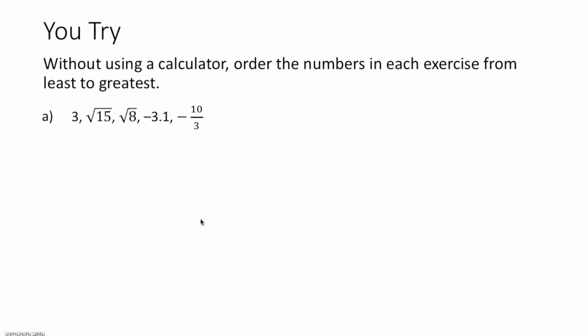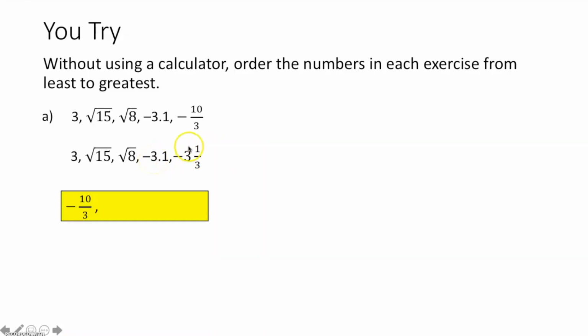Okay, so we're doing the same thing here. We first rewrite this guy as negative 3 and 1/3. Now we know between our negatives which is less. Negative 3 and 1/3 is the same as negative 3.333333. So that is actually less than negative 3.1. So this is going to go first, then this number right here, negative 3.1.